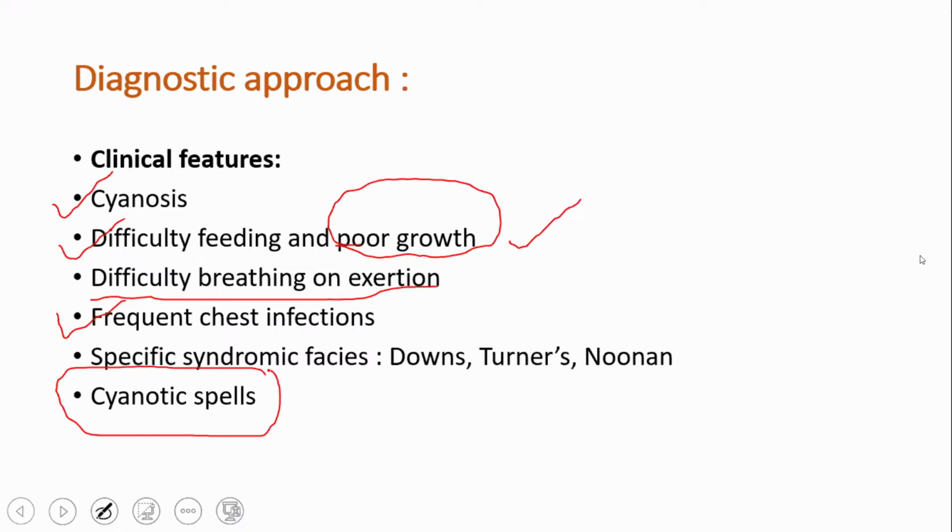They can have frequent chest infection. They can have cyanotic spells. Or if you see any syndromic babies like Down syndrome, Turner syndrome, Noonan syndrome, always do an echocardiography to rule out congenital heart disease, because these syndromes are associated with congenital heart disease.